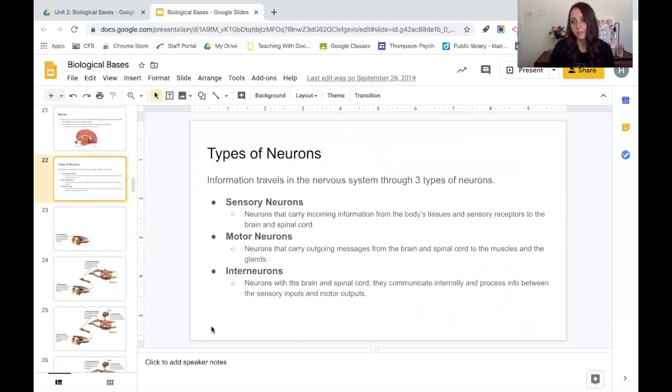I'm going to scoot back to types of neurons. So we have sensory neurons, motor neurons, and interneurons. Sensory neurons are obviously neurons that carry sensory information. Motor neurons are neurons that carry movement. And then interneurons are the neurons that travel back and forth between your spinal cord and your brain. They keep going back and forth.